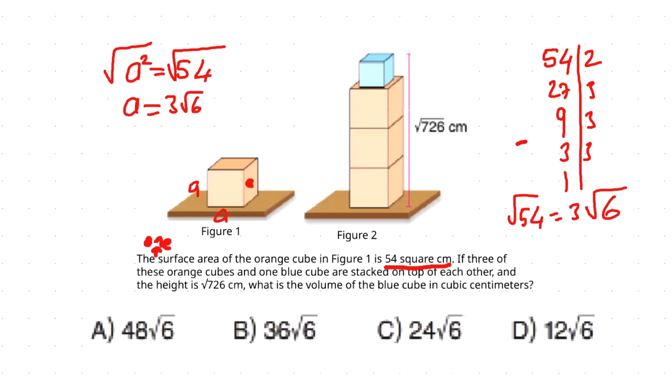So in here, we have 3 root 6 as the length of this side. So we stacked these 3 orange cubes on top of each other and the 1 blue on top.